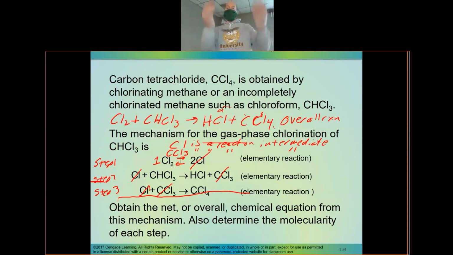All right, so you'll have to add it up, get the overall reaction, and you will have to label any reaction intermediates and any catalysts. Reactants are easy. The things on the left, those are your reactants. Products are easy. The things on the right, that's your products. Anything that showed up in the reaction mechanism that does not show up in the overall reaction, it's either a catalyst or a reaction intermediate, and you'll have to label them.